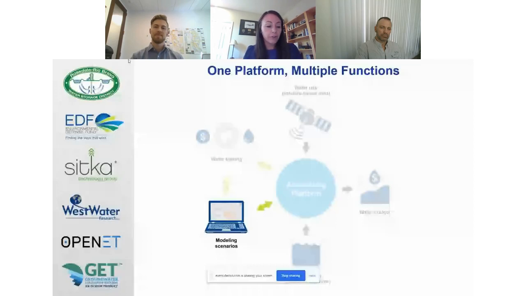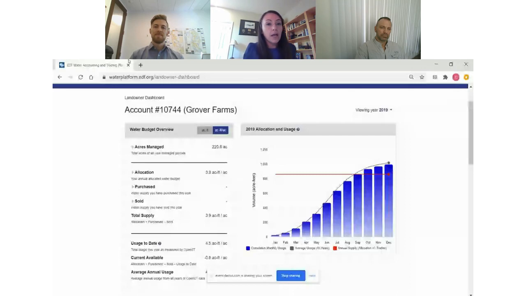So with this overview, I'll briefly highlight a few components of the platform. I'm first going to navigate to the accounting portion of the platform, and this is an example of a landowner page where a user can go to understand how much water they have and the parcels being managed. I'm first going to show you the water budget overview. There's a lot of information on here, and I'll go through this quickly, but I'll show you where you can access all of this after the presentation.